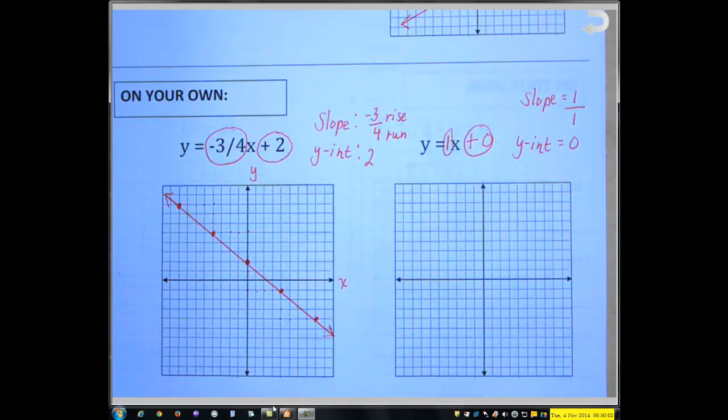So now we're going to start by graphing the y-intercept. You go ahead and graph this line on your own, and then press play when you're ready to check your work.